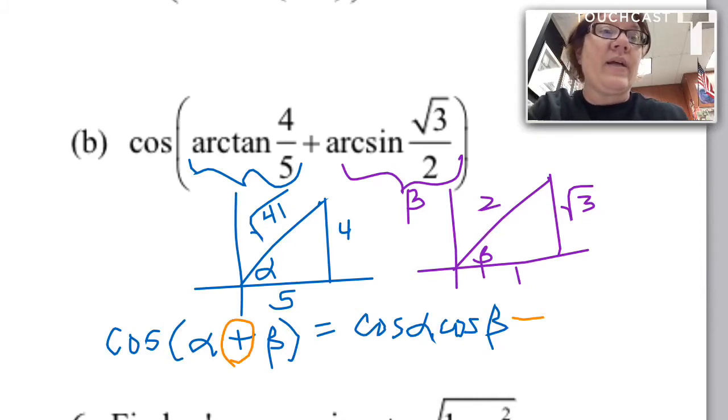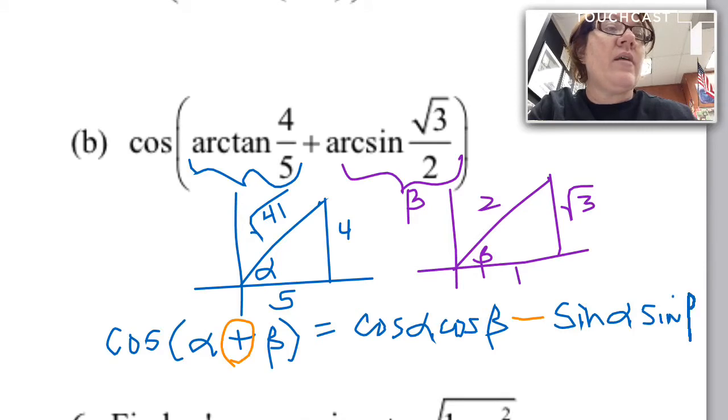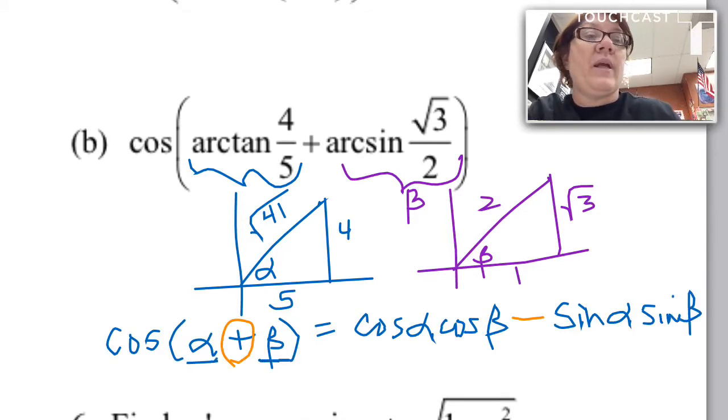Ooh, I don't know where that accent came from. The expansion. So cosine, cosine, sine, sine. And notice that the angles stay in the same order. Alpha first, then beta. Alpha, beta, alpha, beta.